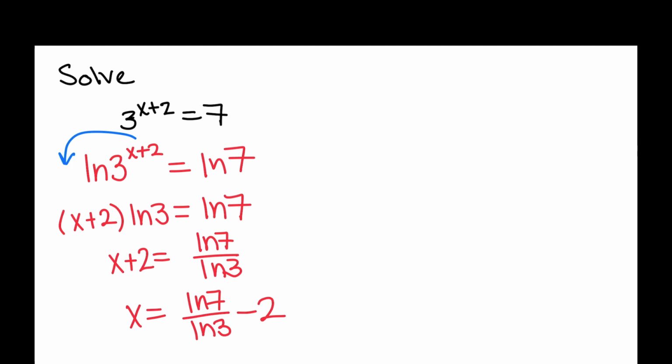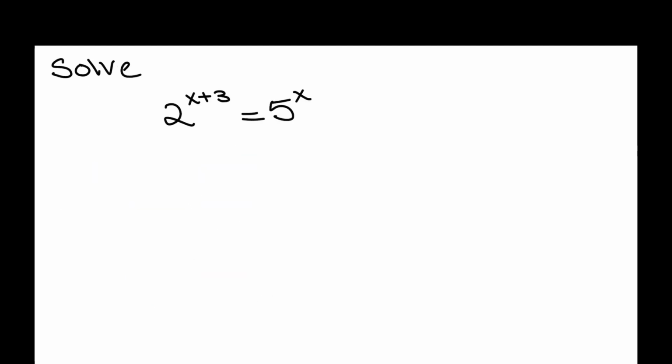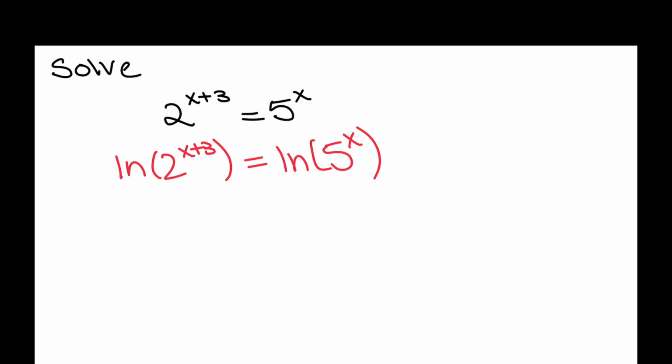This method of taking natural log of both sides also works really well when you have an equation with two different bases. So for example, if I want to solve 2 to the x plus 3 equals 5 to the x, I have different bases, base 2 and base 5. And so I'm going to go ahead and just take natural log of both sides. I'm choosing natural log because I have a button in my calculator that says ln, but I could also choose log base 10. I also have a button in my calculator for log base 10.